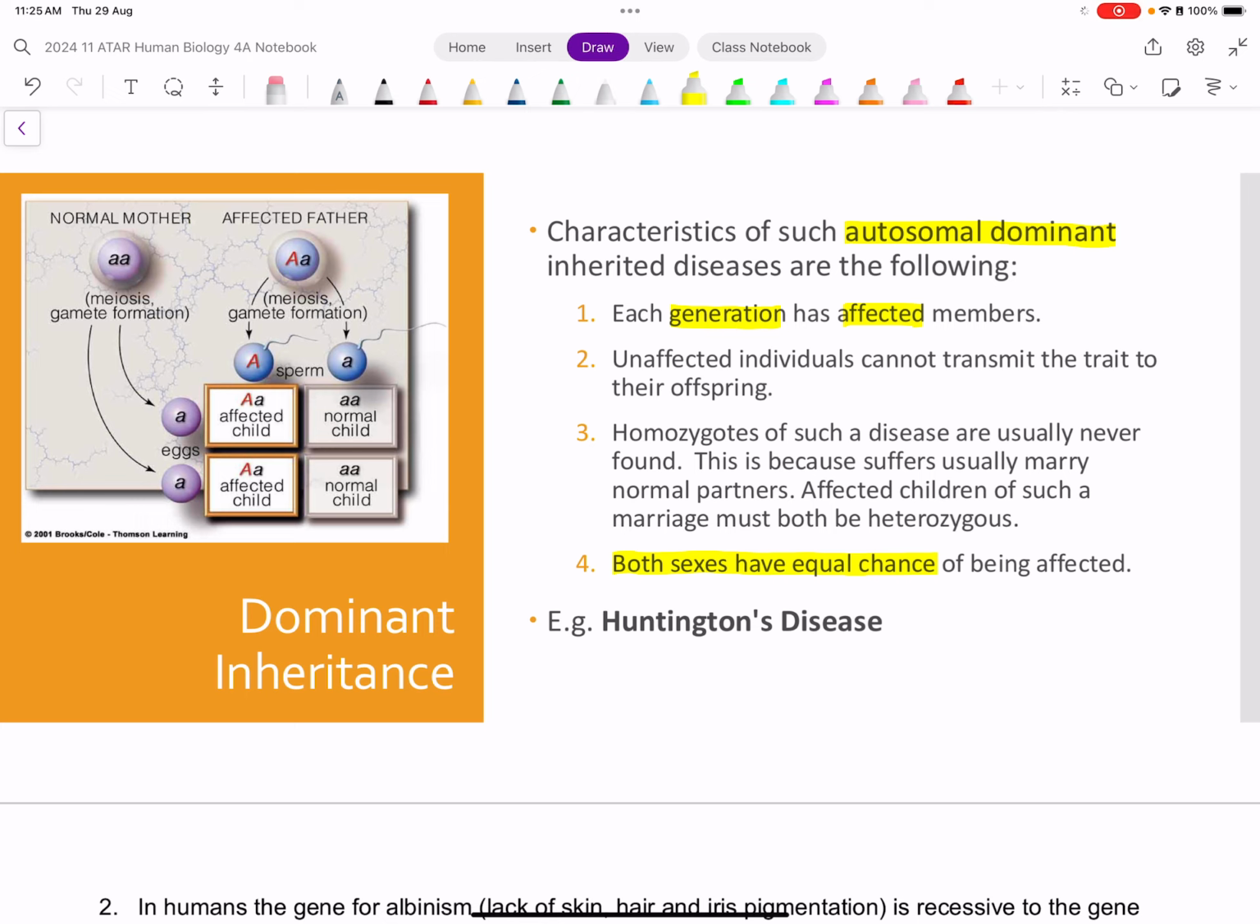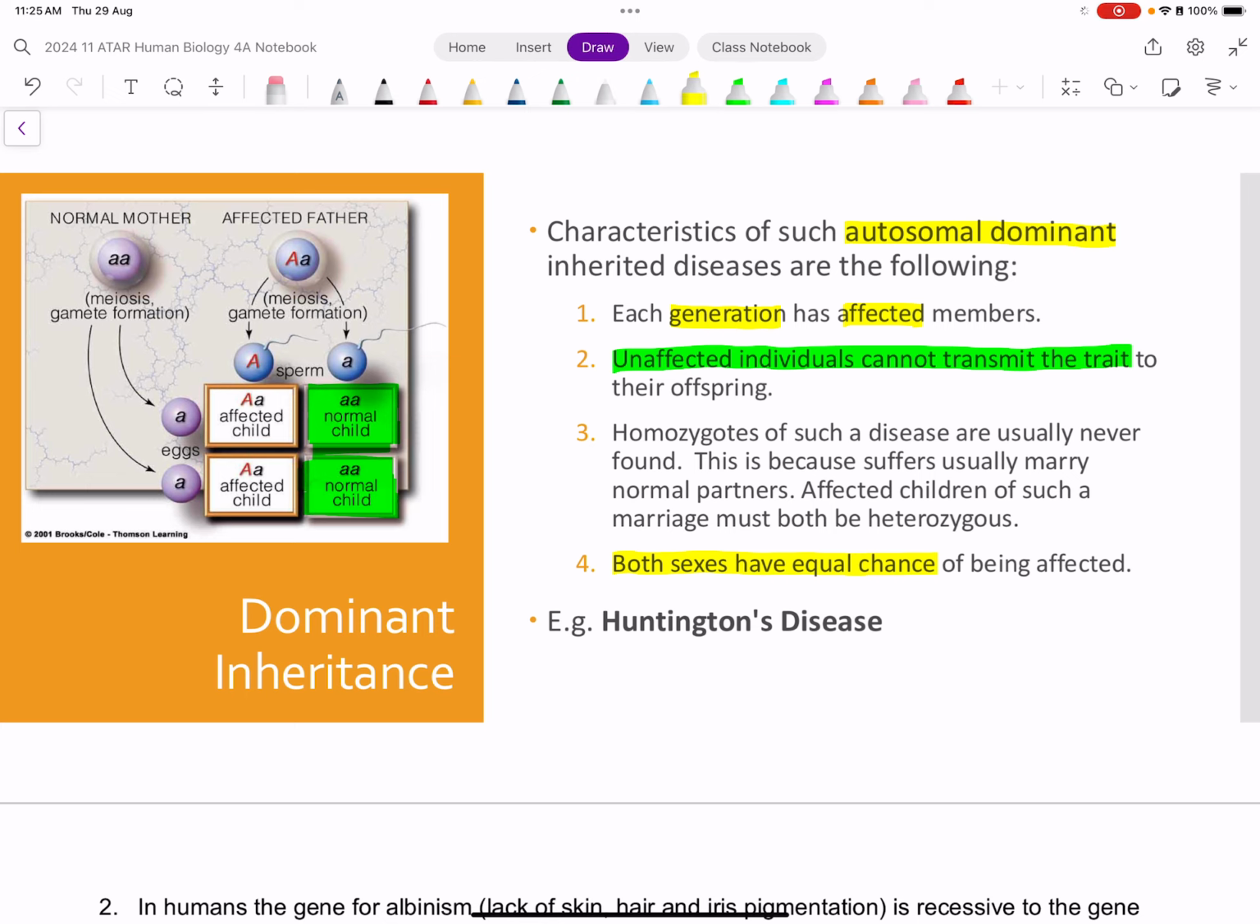Now, people who are unaffected, namely, if I highlight them in green on my diagram here, these 2 children, these unaffected individuals cannot transmit the trait. Okay, unaffected individuals cannot transmit the trait because they simply don't have a copy of the requisite allele.